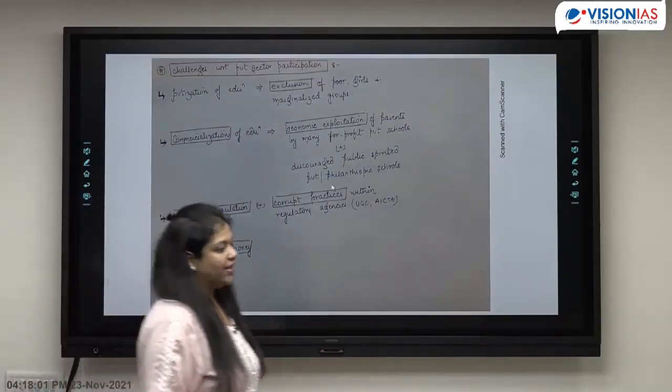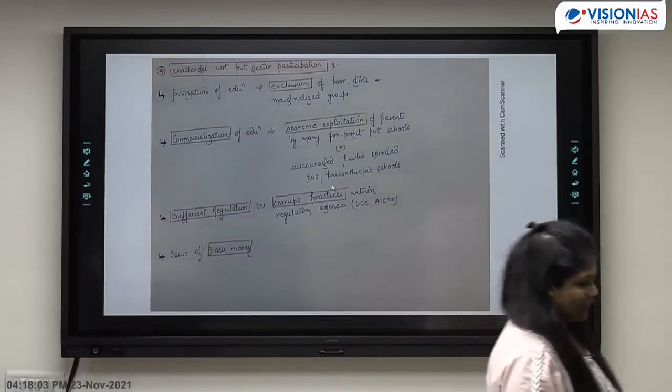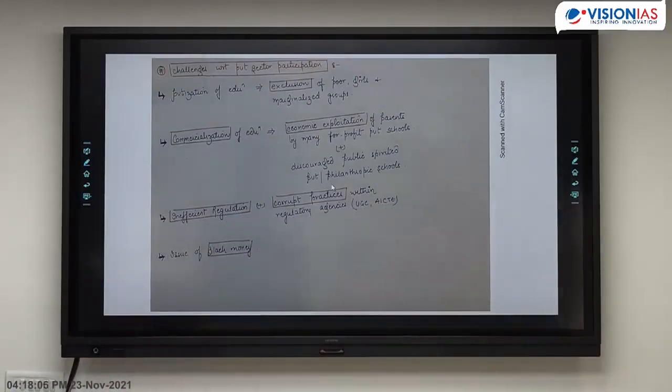However, there are certain challenges as far as private sector participation is concerned. It would lead to an exclusionary education system, where largely the people from the marginalized section would be excluded from reaping the benefits or the opportunities of education. Secondly, commercialization of education will lead to economic exploitation by the private schools which are run for profit, and at the same time it will discourage those private schools which are working on a not-for-profit or philanthropic basis. Is that clear?